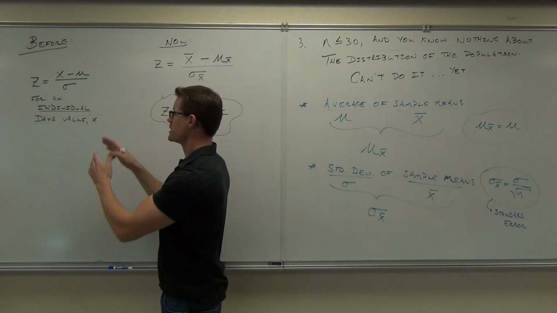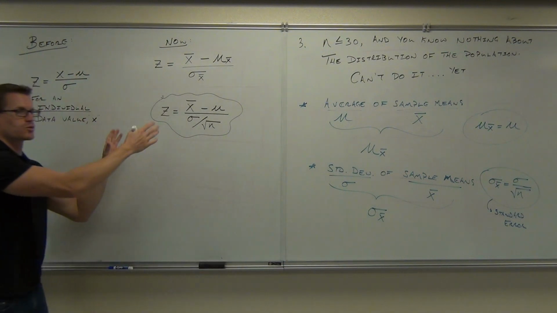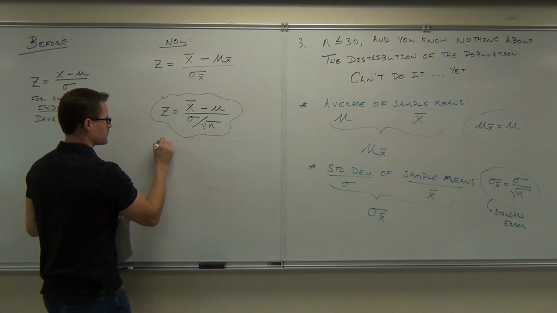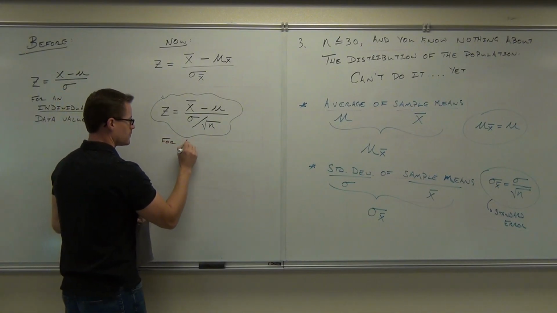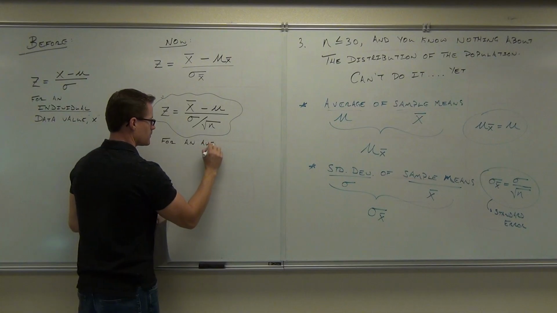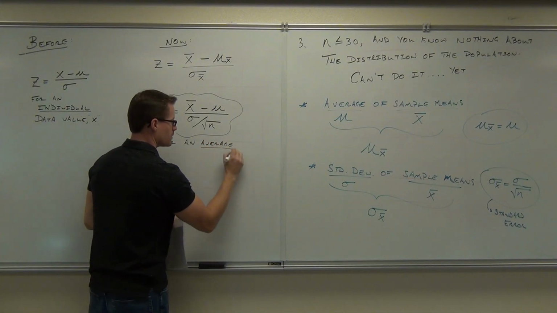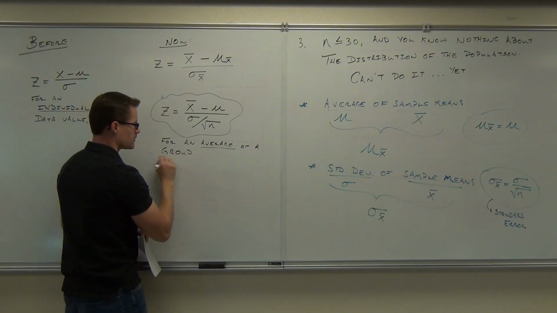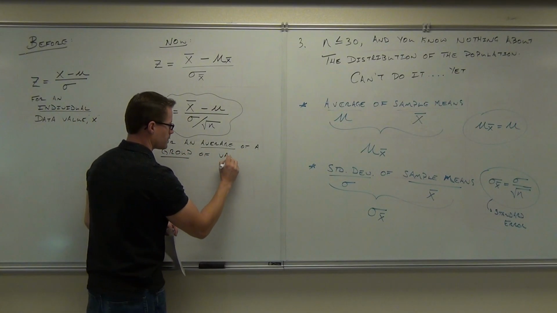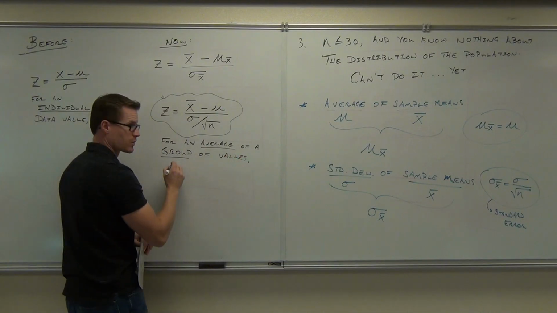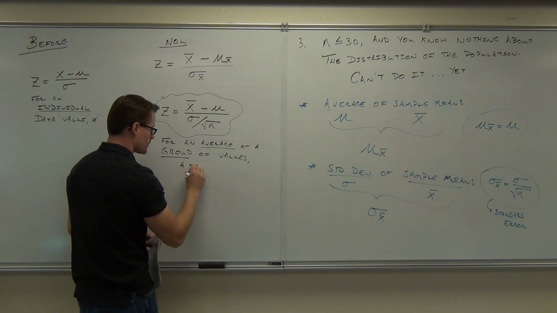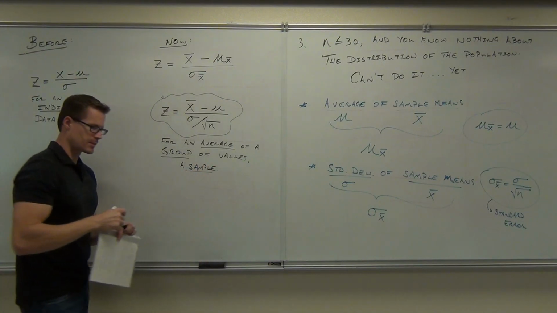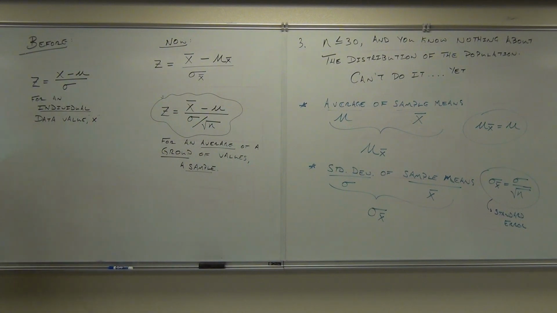So this was for an individual data value. This is for a group of data values, or in other words, a sample. For an average of a group of values. In other words, a sample. That's how you make a transition between an individual and a sample.